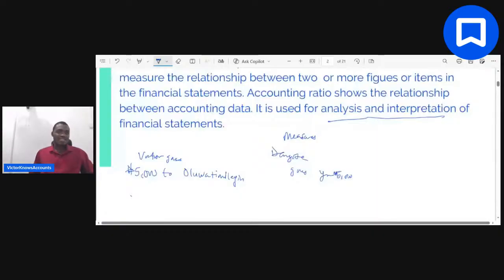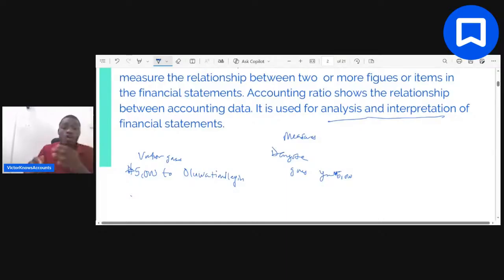Do you understand that? So that's the way ratios work. And also to make ratios work very well, we always compare. Don't forget, we said one thing about accounting is comparability. We talked about it under the qualitative characteristics of financial statements. There are two fundamental qualitative characteristics: faithful representation and relevance. Then we have four enhancing qualitative characteristics: verifiability, comparability, understandability, and timeliness.